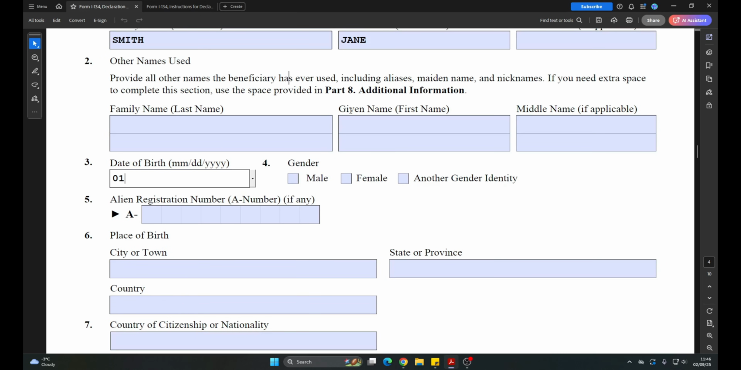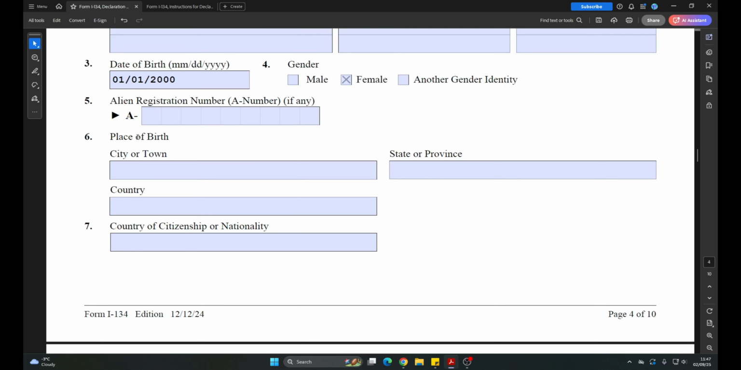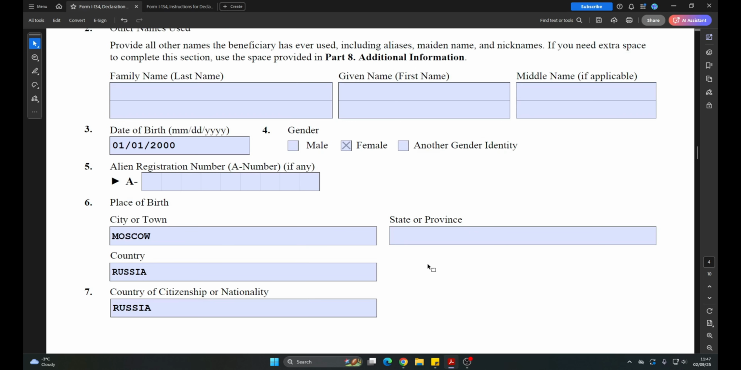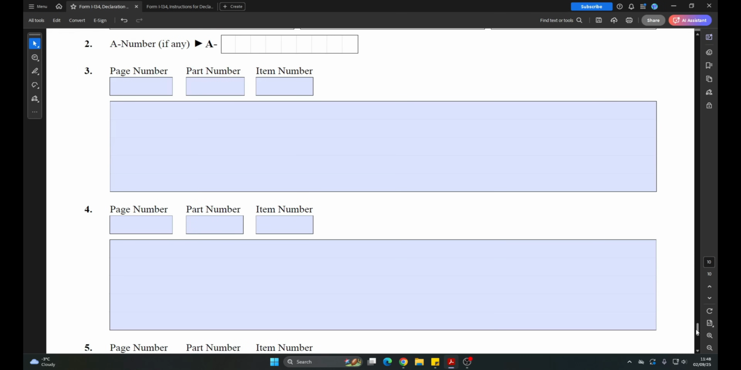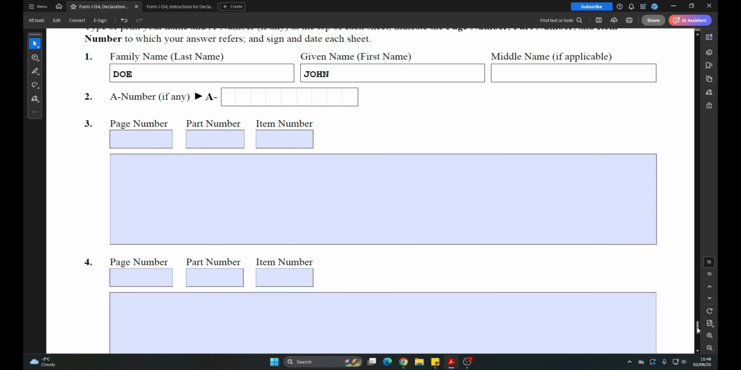Provide this person's date of birth, their gender, alien registration number if you have one, and where this person was born, and this person's current country of citizenship or nationality. If the person for whom you're filling out this application has multiple citizenships, then in here write the country, the passport of which they will be using to eventually enter the United States, or the passport of which they have already used to enter the United States. And then on the last page, you can also clarify if this person has any additional citizenships.